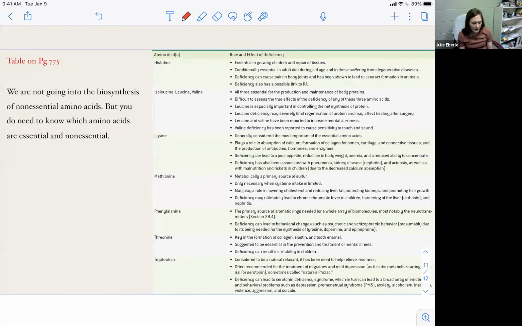Okay, last slide here. There's a whole portion of this chapter we're just not getting into, which is the biosynthesis of amino acids. So we have a way to make amino acids, and therefore they're not considered essential to the body because we don't have to get them from our diet. We can make them in-house. So we're not going to go into the biosynthesis of non-essential amino acids, but you do need to know which amino acids are essential and non-essential. And the easiest way to remember that is to know the 9 that are essential. And we have to obtain them from our diet.